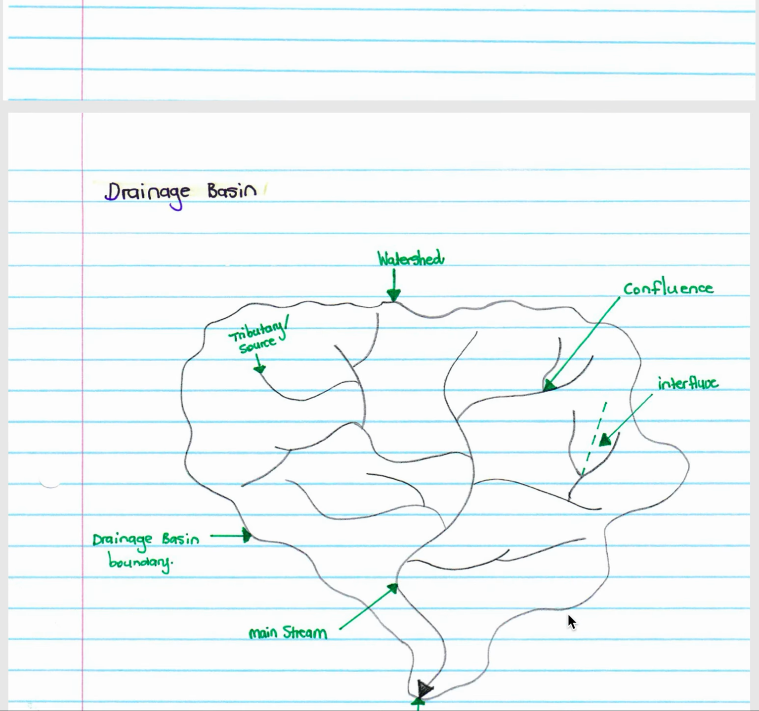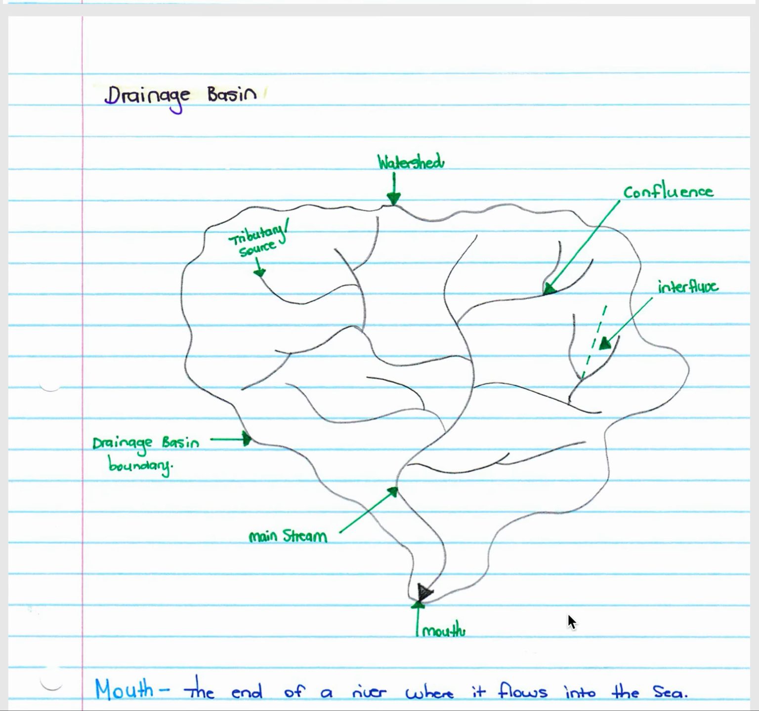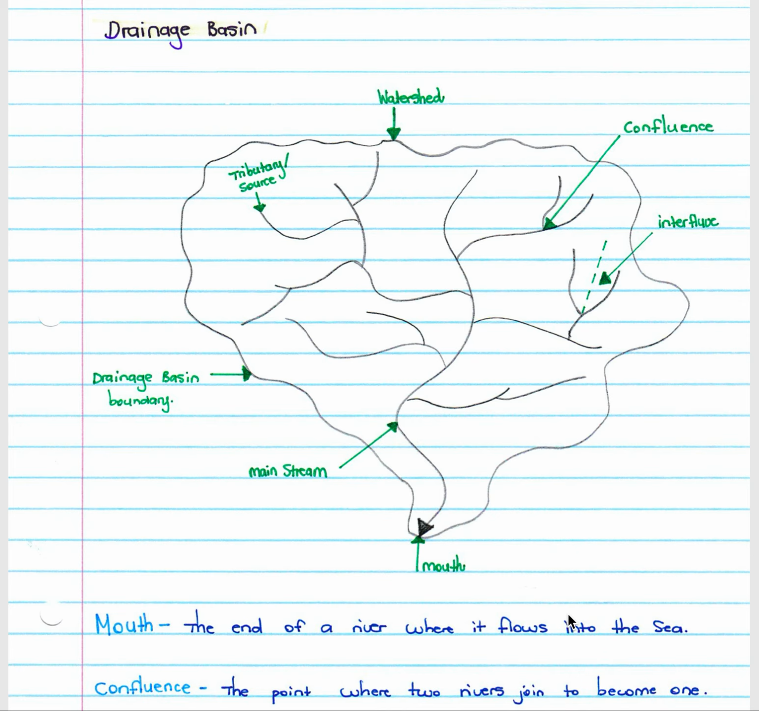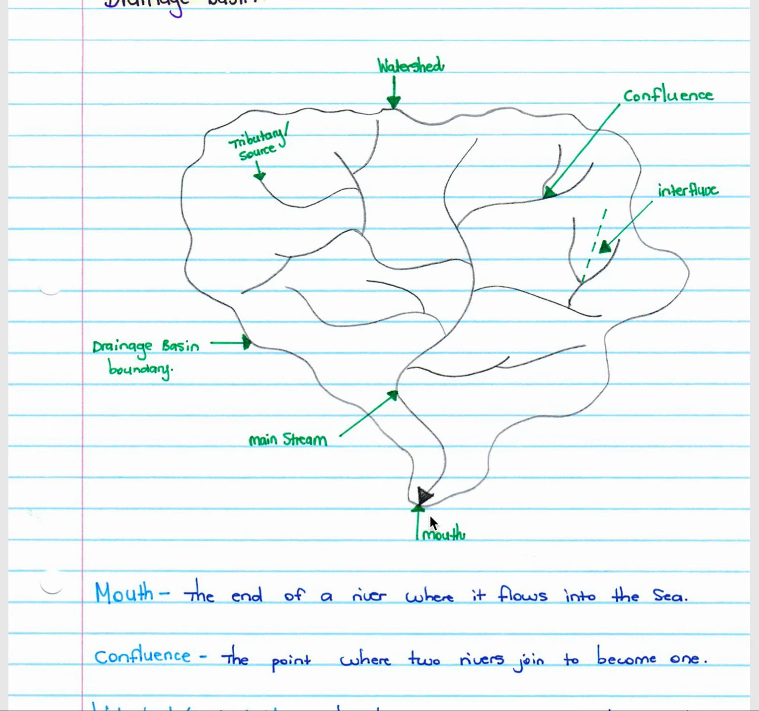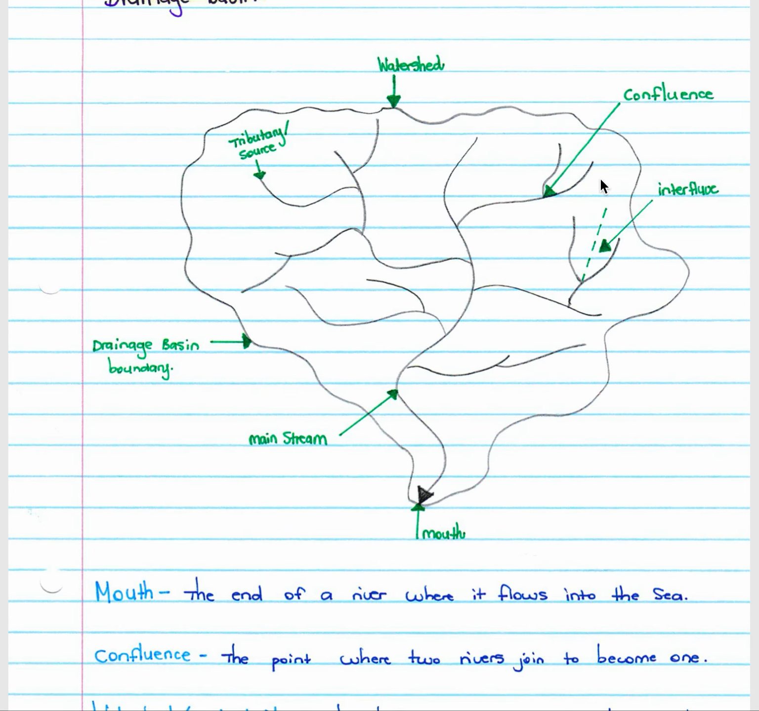Next, we look at a drainage basin. We need to know these terms and what they mean and how to label them, how to draw them. First, we look at the mouth. The mouth is simply the end of the river where it flows into the sea, as we can see over here. Then we look at a confluence. Confluence is simply the point where two rivers join to become one, which you can see over here.